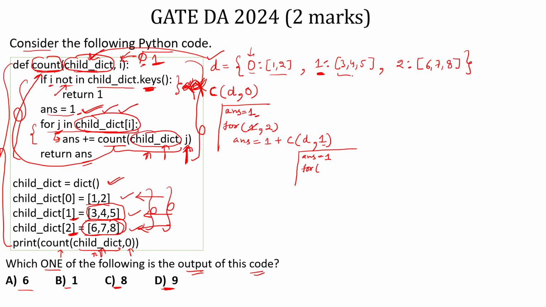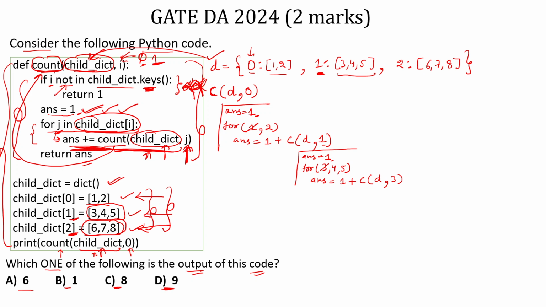So the values present at key 1 are 3, 4 and 5. So we will execute the loop for 3, 4 and 5, and inside this loop we are adding the value to the answer variable. Right now the answer variable is 1, and we are calling the count function again with the dictionary, and this time the j value is 3. We pick that and we call this function.